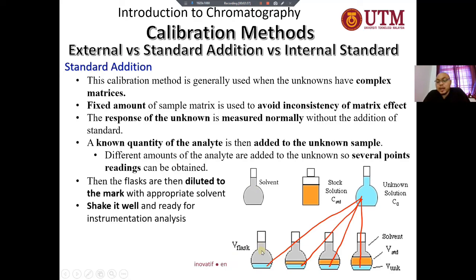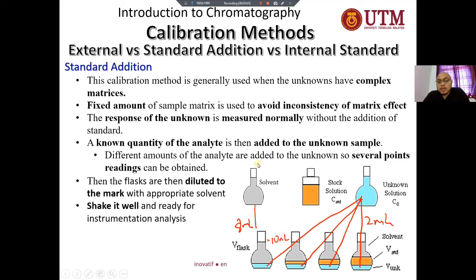For example, we prepare a 10 ml flask. Let's just say in this situation, we add 2 ml of unknown solution. So in the first flask, how much solvent do you need to add? 8 ml, to prepare a 10 ml solution.